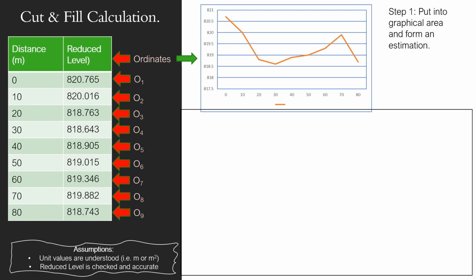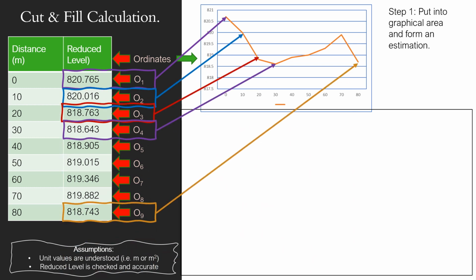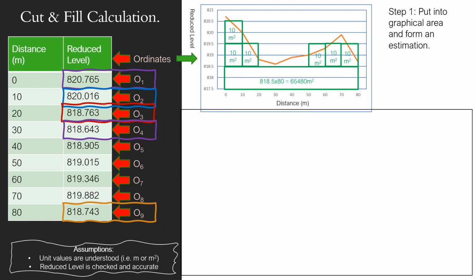And then I'm looking at my reduced level. So what were the levels that were taken? I just plug them in. Ordinate 1, ordinate 2, ordinate 3, all the way up to the last one, ordinate N, which is ordinate 9. Okay, so from this I can use the graphical method to calculate the area.